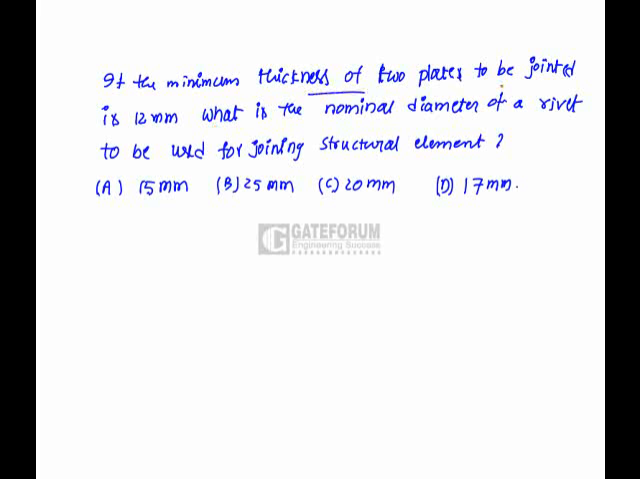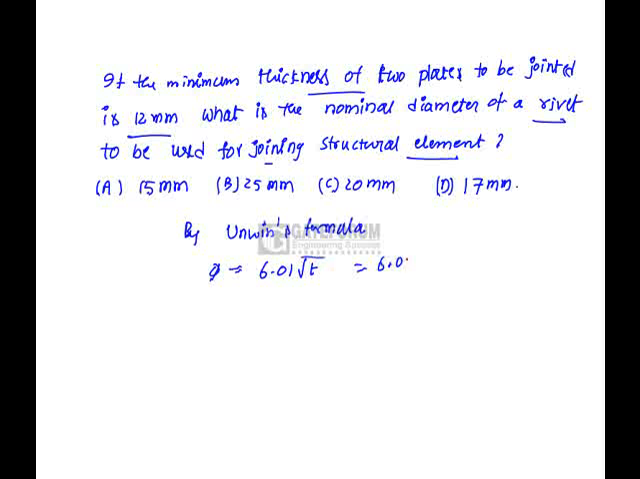Minimum thickness of two plates to be jointed is 12 mm. So we know the minimum thickness of the two plates is coming to 12 mm. What is the nominal diameter of the rivet to be used for joining the structural elements? What is the nominal diameter of the rivet that we have to use? So by using Unwin's formula, the nominal size or nominal diameter of the rivet is equal to 6.01 root t. The minimum thickness t is given as 12 mm, so 6.01 root t is equal to 20.82, that implies a 20 mm rivet has to be provided. So option C is correct.